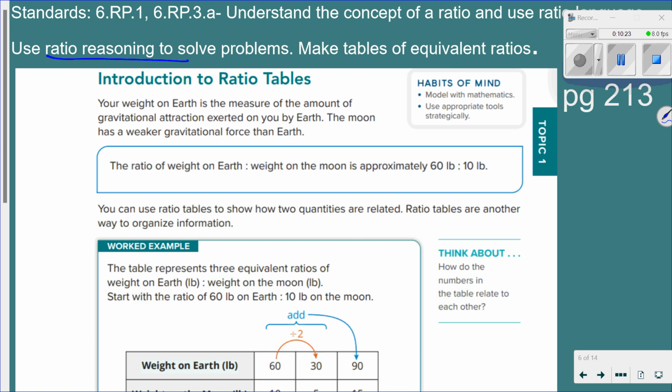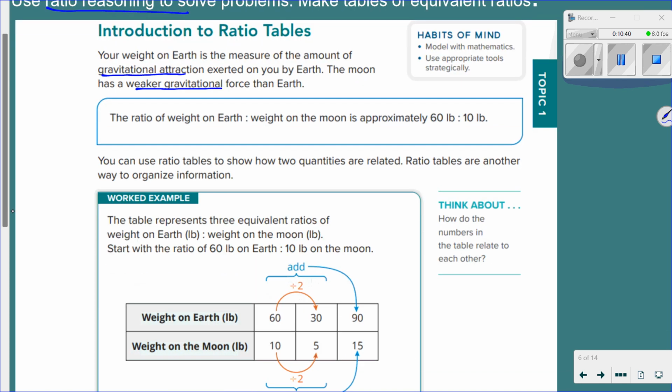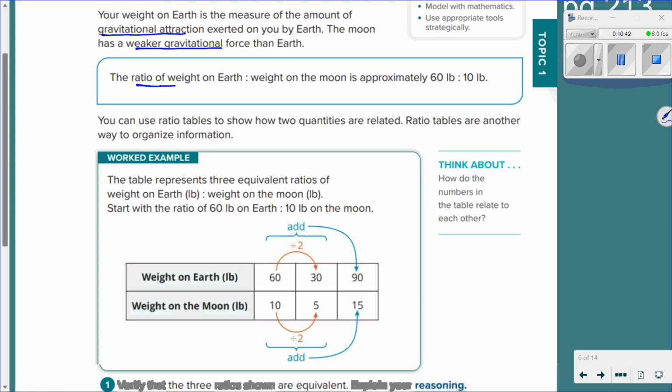On our first one, your weight on Earth is a measure of the amount of gravitational attraction exerted by the Earth. The moon has a weaker gravitational force than Earth. So your weight on the moon is different than it is on the Earth because of that difference in gravity. So what we've done here, we have the ratio of weight on Earth versus the weight on the moon is about 60 to 10. They simplified it to make the numbers easier for you.